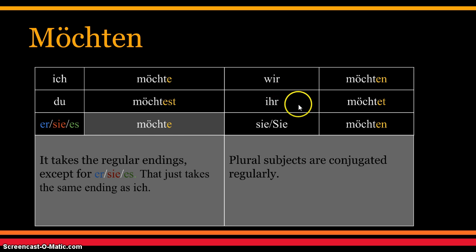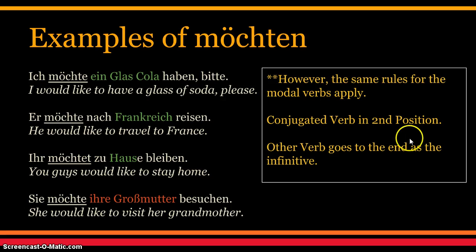Wir möchten, ihr möchtet, sie möchten. So möchten is pretty straightforward except for sie es. Takes the same as ich. Examples of möchten. Ich möchte ein Glas Cola haben, bitte. I would like to have a glass of soda, please. Now our same rules for modal verbs apply here. The conjugated modal verb in second position, the second verb booted to the end of the sentence. Bitte is just a hanging word, please.